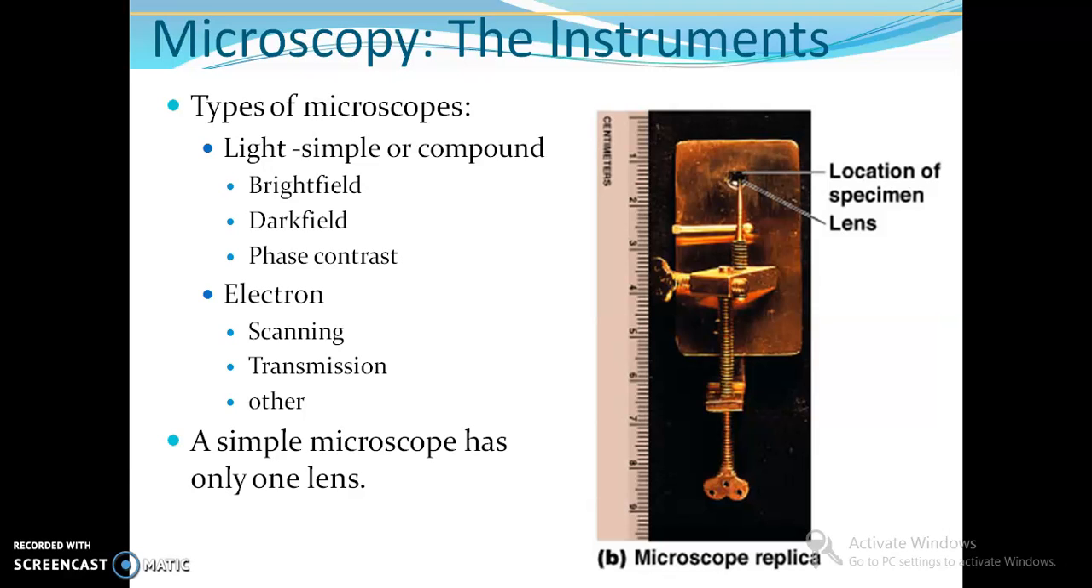So microscopes are of different types. The first one is the light and simple microscope, or we can also call it a compound microscope, which includes the bright field, dark field and phase contrast microscopes. In electron microscopy there are scanning, transmission and other types of microscopes. The simple microscope has only one lens, and here we can see the very first microscope, the microscope replica.